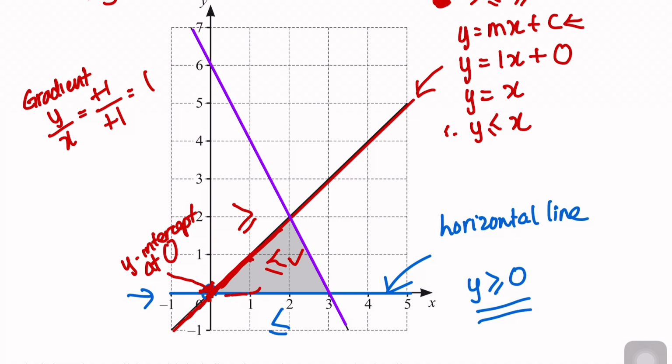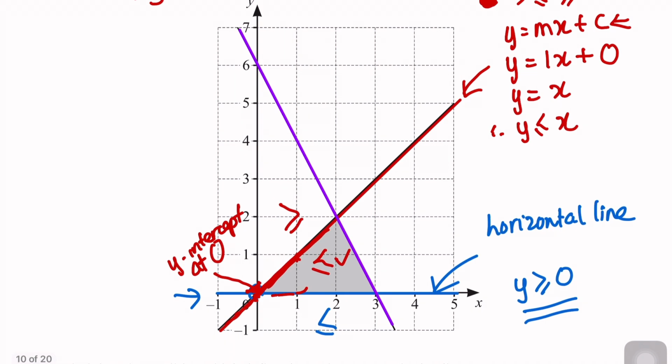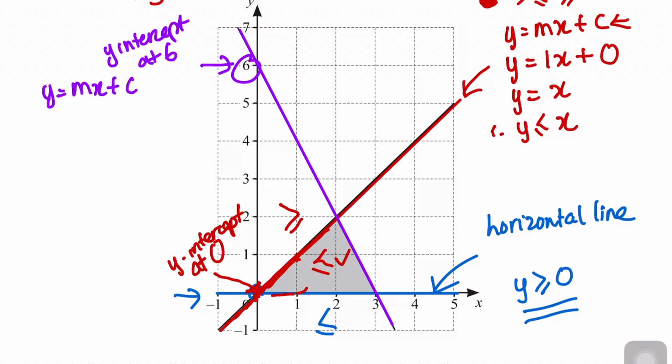Okay, the final equation will be the purple line. So let me rub the working here to give me some space. Okay, first step, you can see the purple line touches the y-axis at the number 6. So this is the y-intercept. So when you have y equal to mx plus c, your c will be 6.